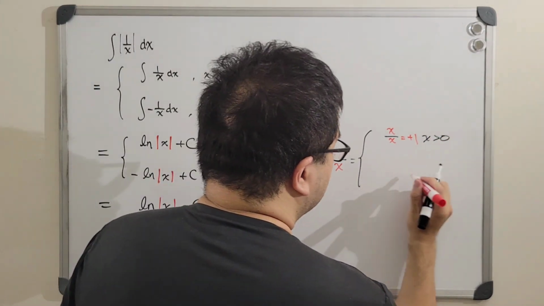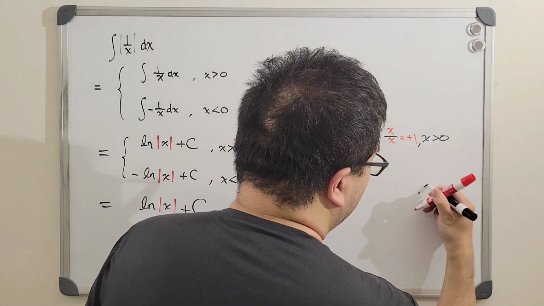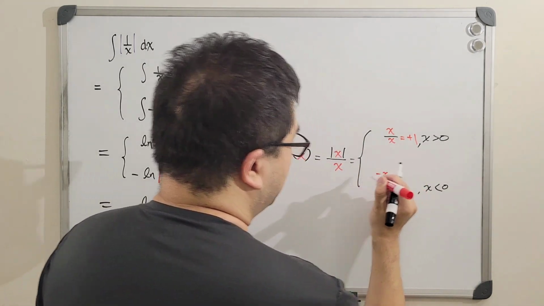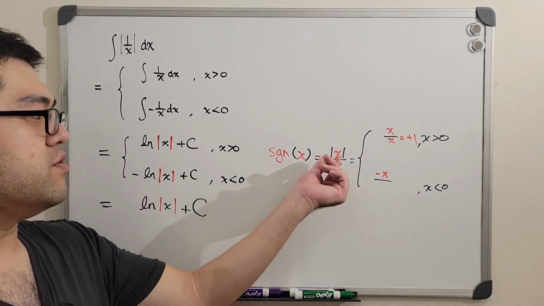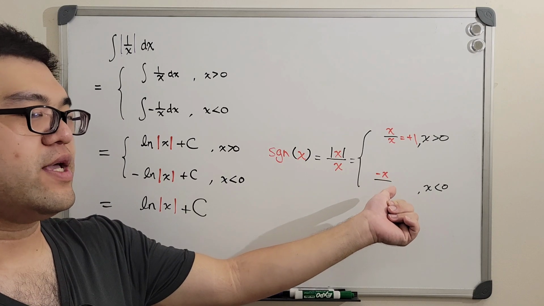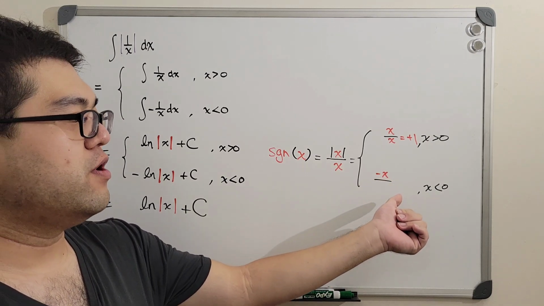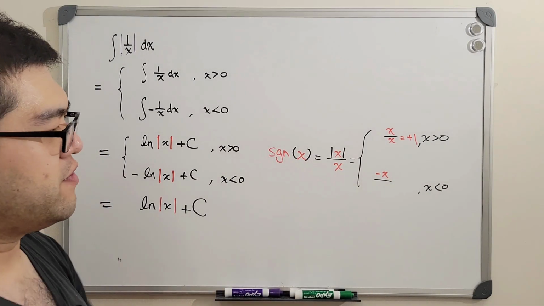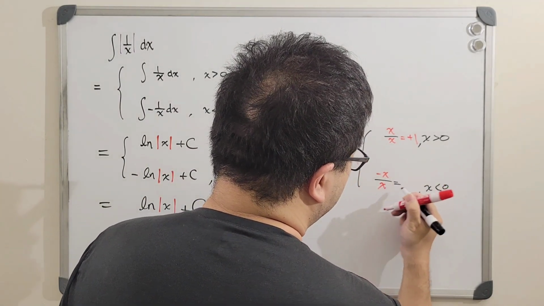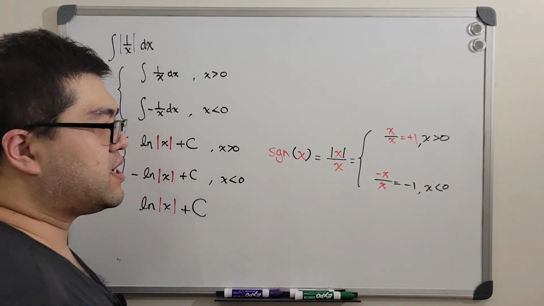When x is less than 0, the absolute value is going to provide us negative x on top. Because we need to make it positive, we multiply x, which is a negative value, by negative 1 to get a double negative, which is a positive. And then divide by the x on the denominator. And if we simplify, we get negative 1, which is the negative sign that we have.